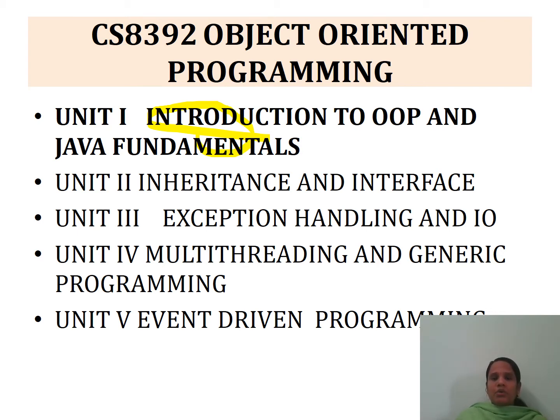Unit 2, we are going to discuss inheritance and interface. Unit 3, how to handle exceptions and IO functions. Unit 4, multi-threading and generic programming. Unit 5, event-driven programming, so how to create checkbox, radio buttons, list, choice. These are the things we are going to discuss in these units.